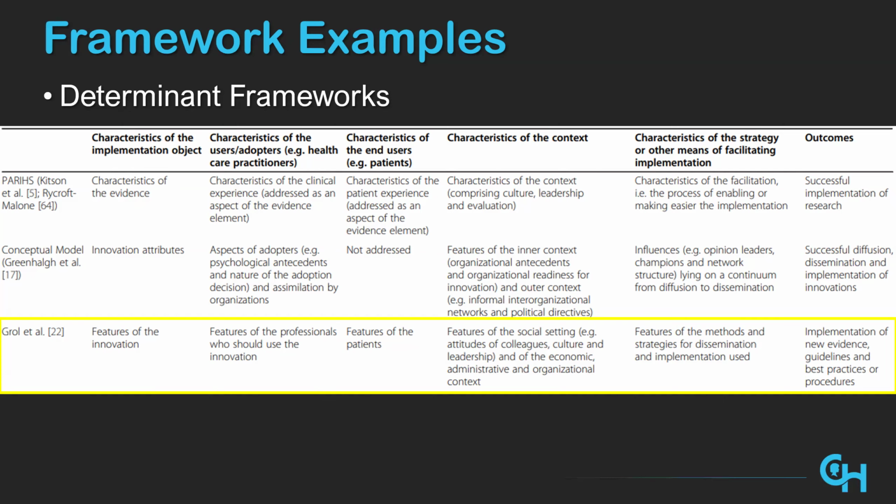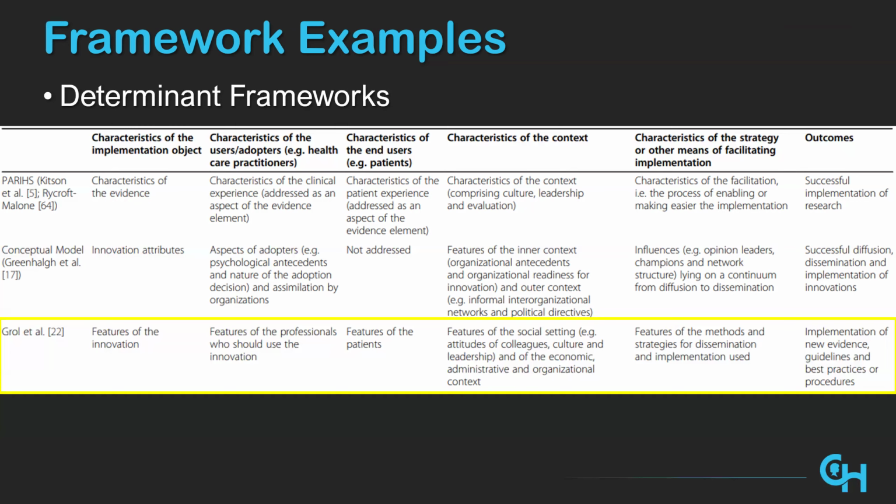So that allows some customization of what features of the innovation are important, depending on the specific task you are trying to implement. Characteristics of the users or adopters. So this would be features of the professionals who would use the innovation. Focusing as well on characteristics of the end users, which would be a class of patients. Characteristics of the context. And so in this situation, this model is looking at features of the social setting, including attitudes of colleagues, the culture, the leadership, and the economic, administrative, and organizational context.